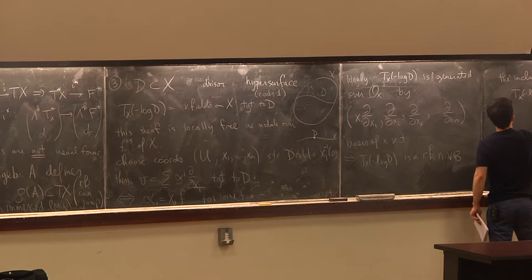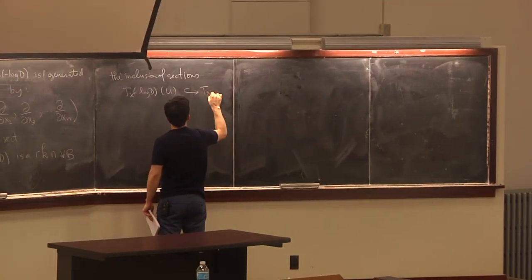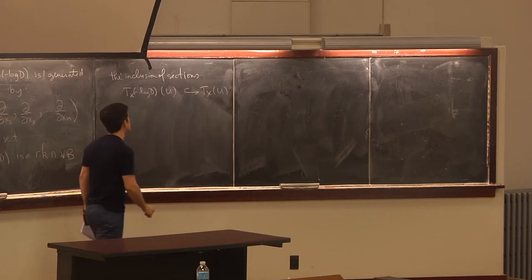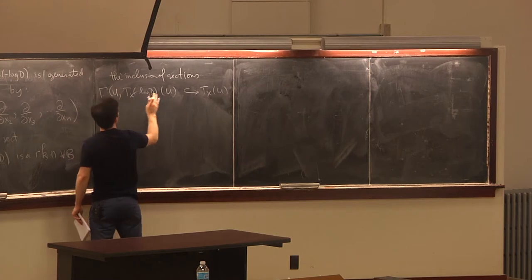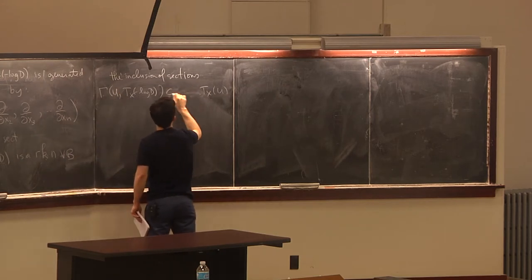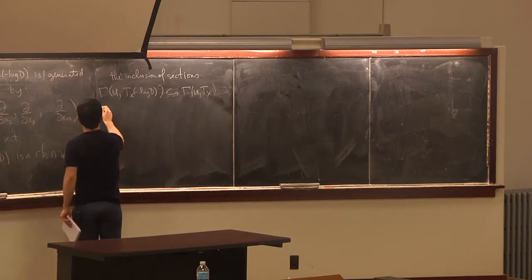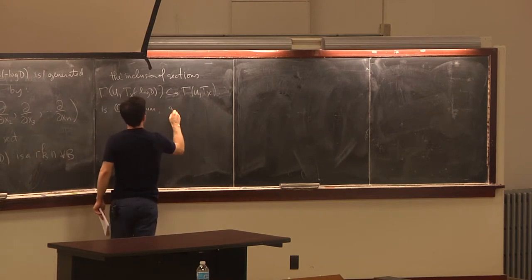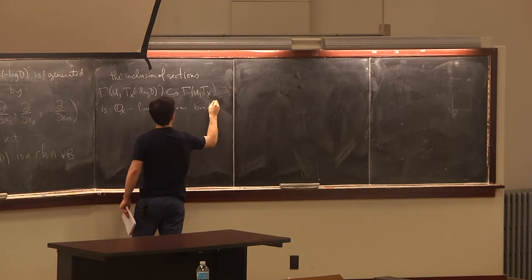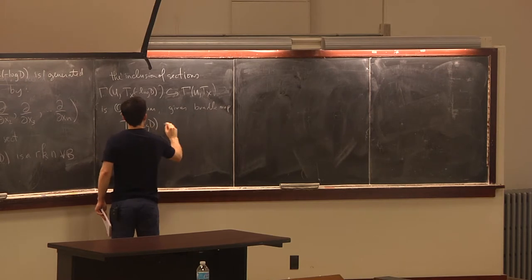which goes like, if you want it to be really precise, you would say all the vector fields on the open set U which are tangent to D, they include into all the vector fields on U. Or maybe more comfortably, this inclusion here is linear over the functions, is O_X linear. So it gives a bundle map from TX minus log D to T.